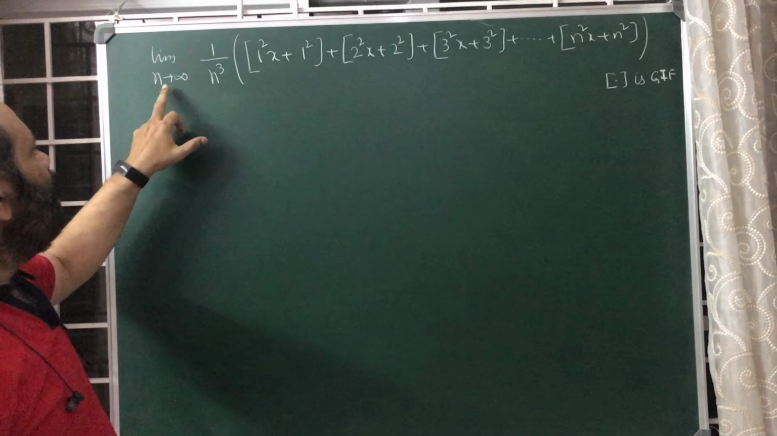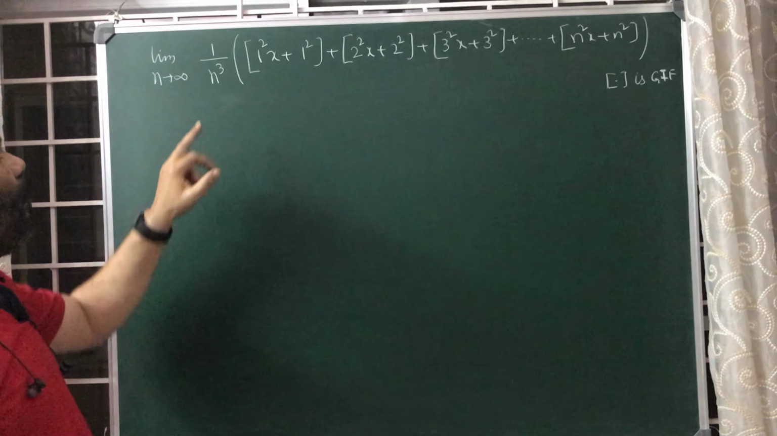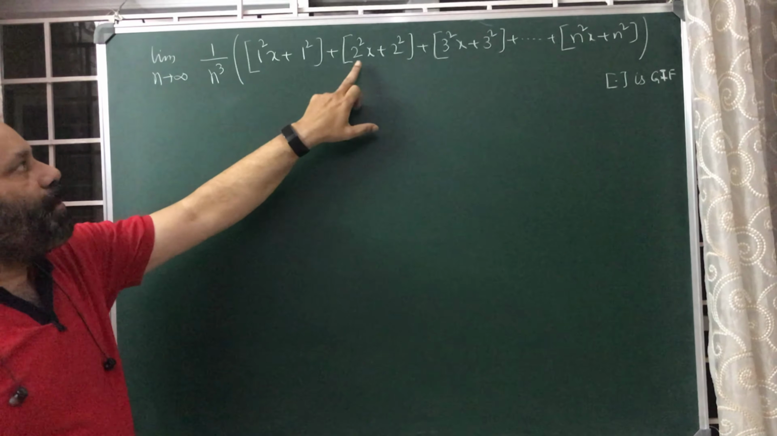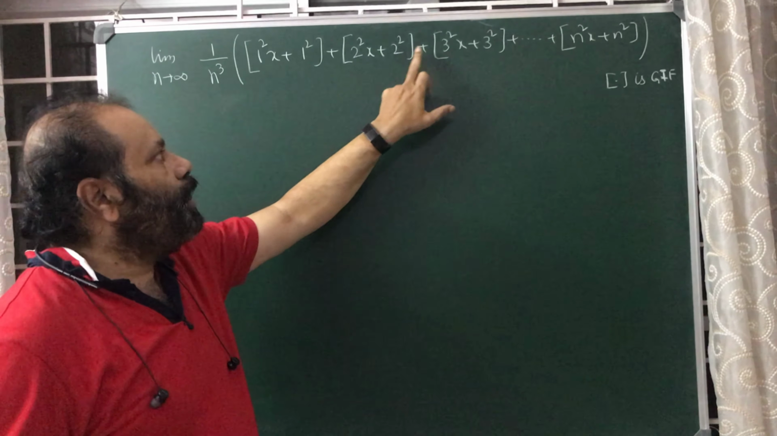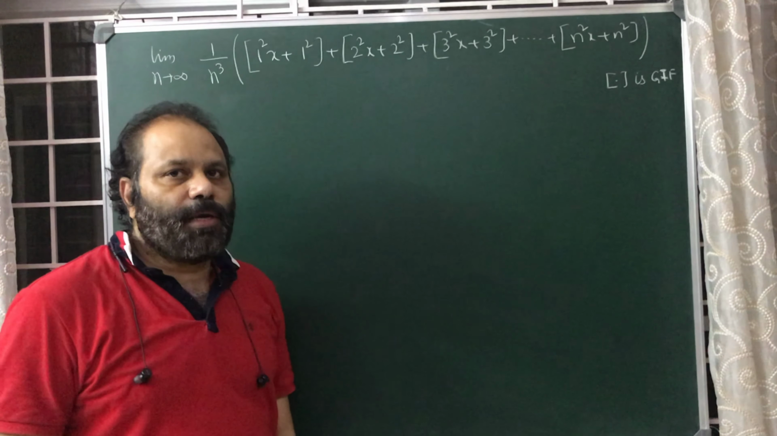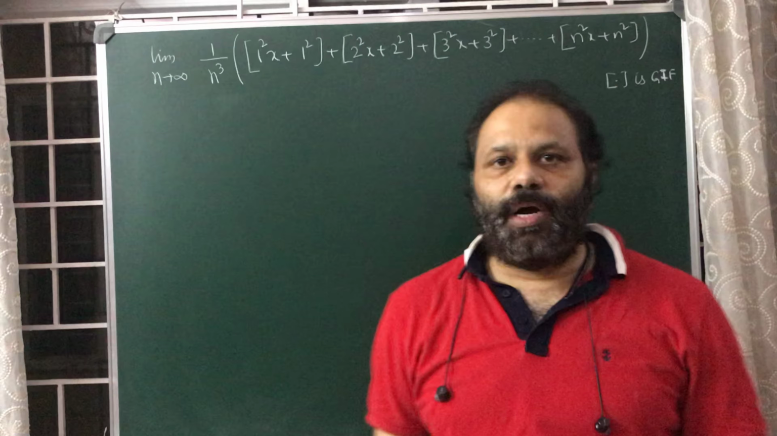Next question: limit n tends to infinity, 1 by n cube into [1 squared x plus 1 squared] plus [2 squared x plus 2 squared] plus [3 squared x plus 3 squared] and so on, plus [n squared x plus n squared], where the brackets denote the step function.